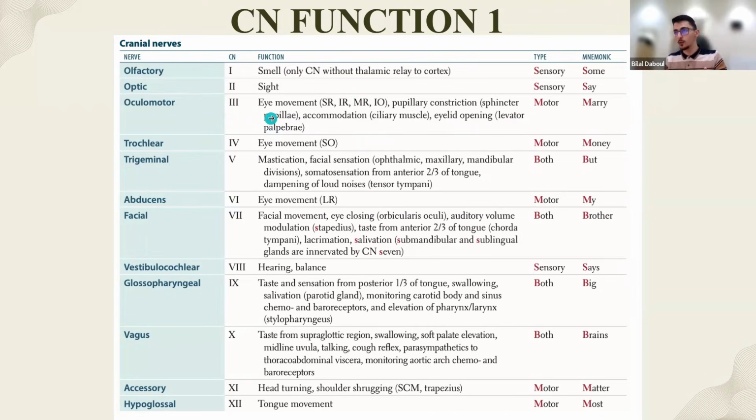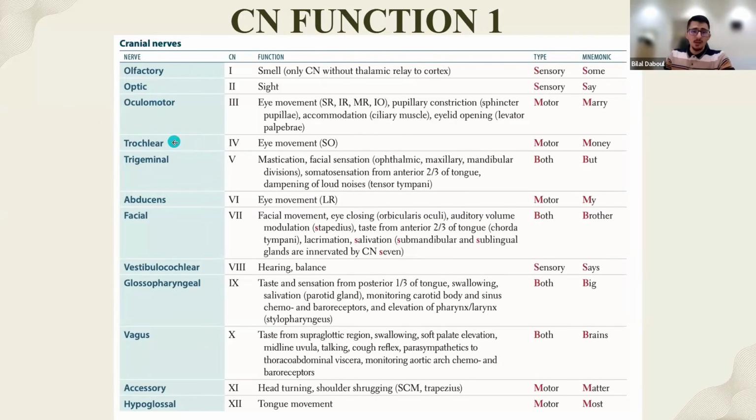So again, recap for the oculomotor nerve: it supplies all extraocular muscles except for the lateral rectus muscle and the superior oblique. It is responsible for pupillary constriction, meaning miosis, through the sphincter pupillae. It's also responsible for accommodation, which is, again, refocusing your gaze at a closely placed object through the ciliary muscle. And it's also responsible for eyelid opening through the levator palpebrae. Again, it's a purely motor nerve, meaning it has no sensory component whatsoever. We move to the fourth cranial nerve, the trochlear nerve.